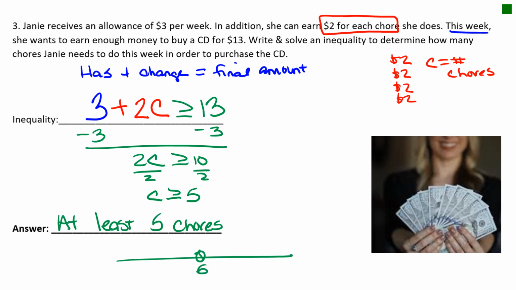So if I was looking at this, this is what it would look like if I graphed it, right? So how many chores? She could do 5 and have just exactly enough money. 6 would give her enough. 7 would give her enough. 8 would give her enough. So she has to have at least 5 chores.